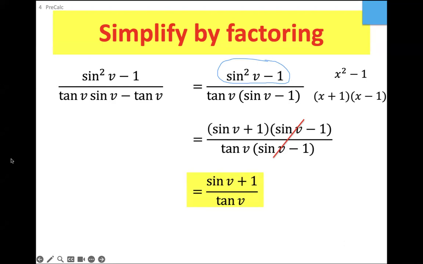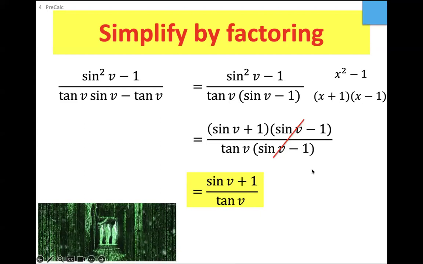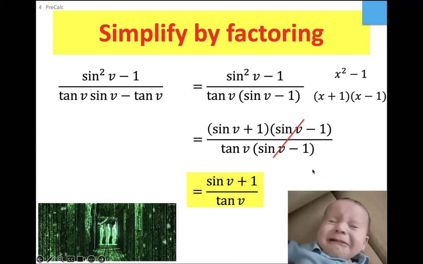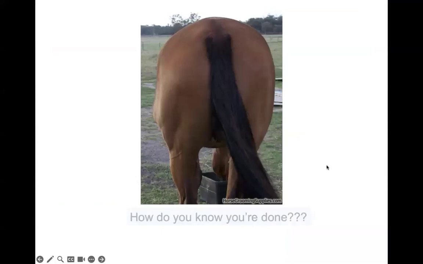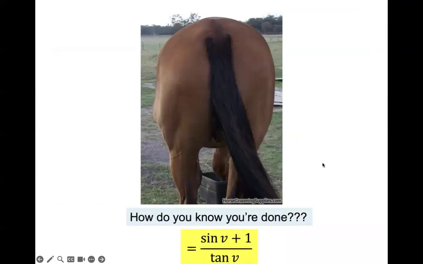And then we get to the unending question of, am I done? That looks a whole lot simpler, but it turns out we can do some more. I think I'm going to need a fresh page of paper to do this. So there's more we can do. So watch this. How do you know you're done? You're done until you're not done, until somebody smarter than you tells you there's something else you can do. So if you want to think about it for a second, pause the video. If not, I'll show you what to do.